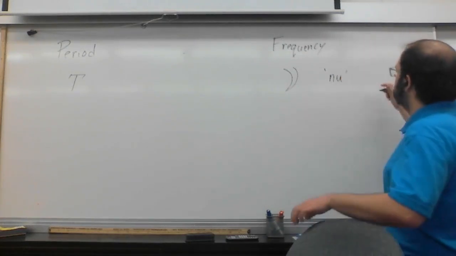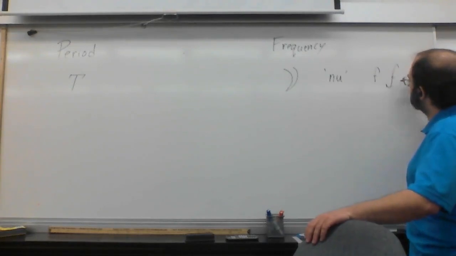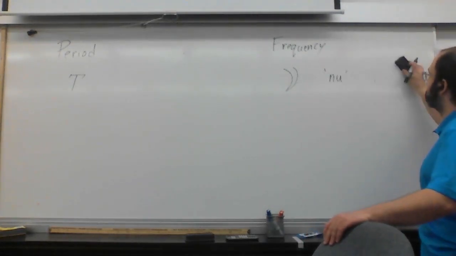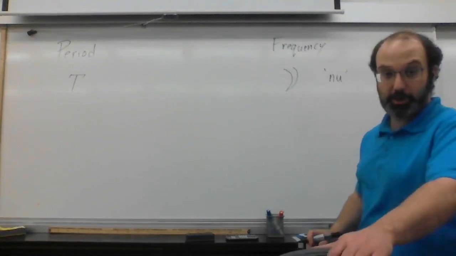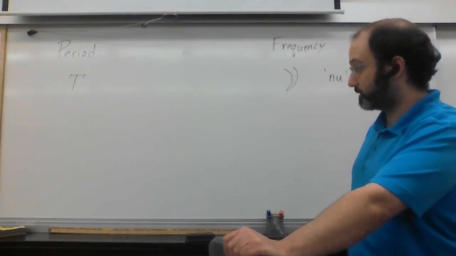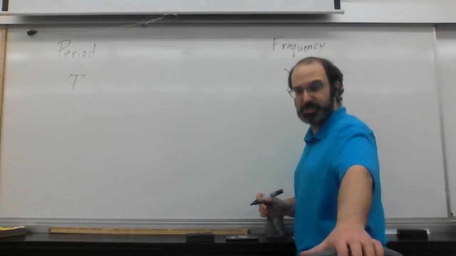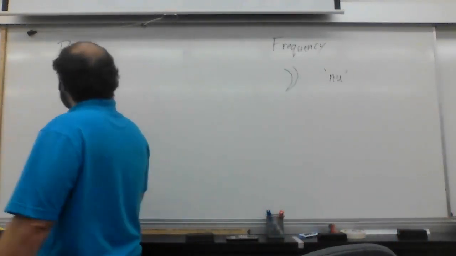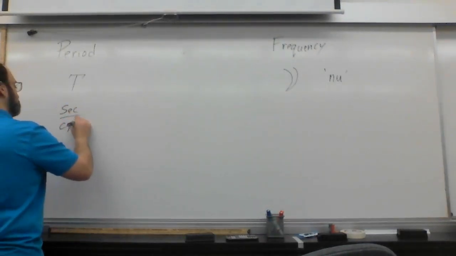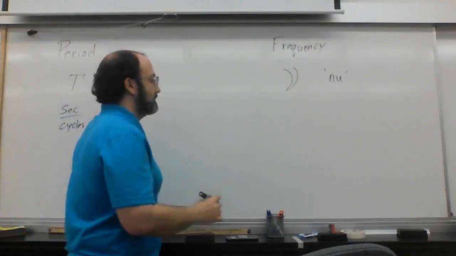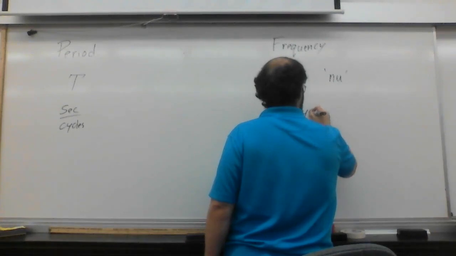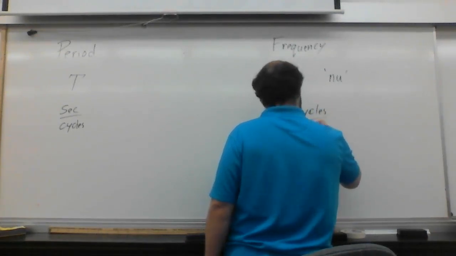Now, you can also, in frequency, use an F or a cursive F, and you'll remember that those are the same kind of symbols that we use for friction. So there's a little bit of overlap in that area. Okay, so we've got ourselves a symbol, we've got ourselves a name, but what is it? Well, period is seconds per cycle. And frequency is cycles per second.